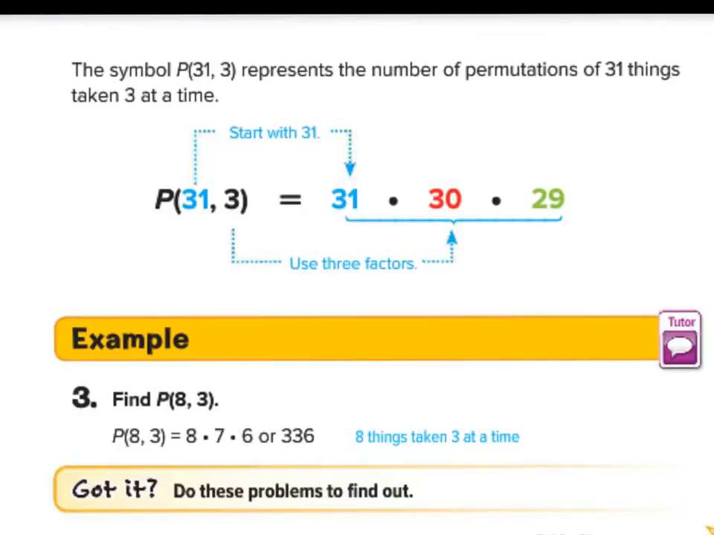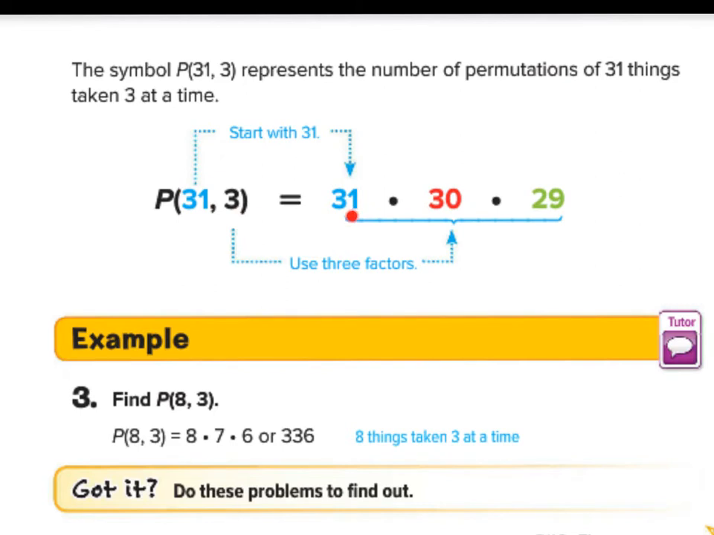So let's take a look at an example of how this permutation can work. Here we have the symbol for 31 taken 3 at a time. Okay, 31 flavors, I believe, was the option that we had. 31 ice cream flavors, and he wanted 3. So the symbol represents the number of permutations of 31 taken 3 at a time. Okay, so start with 31, and then we're taking 3 at a time.